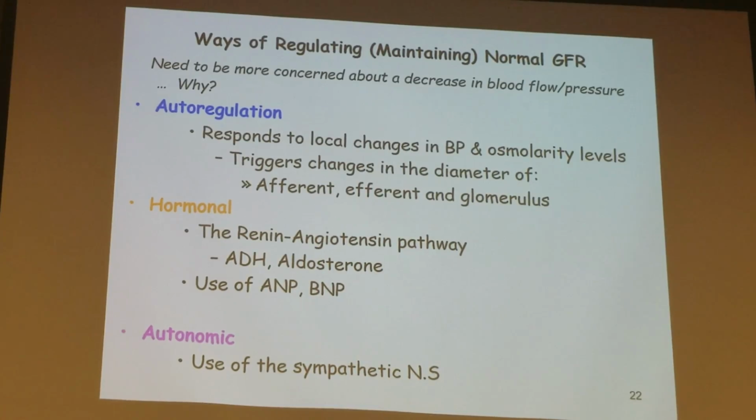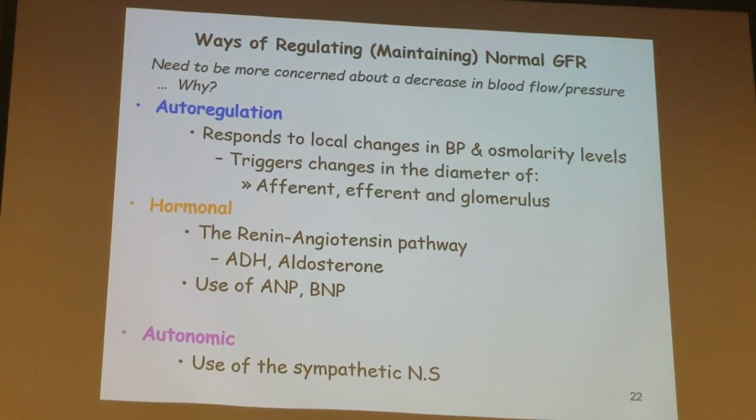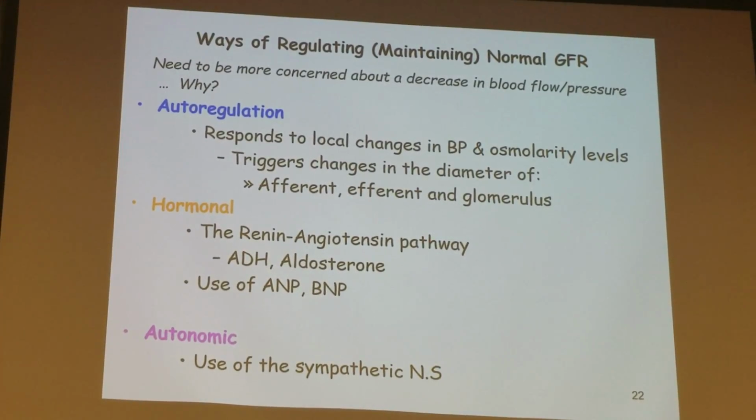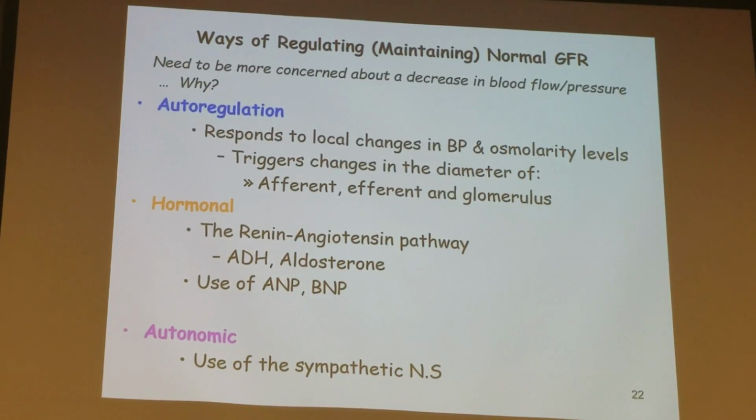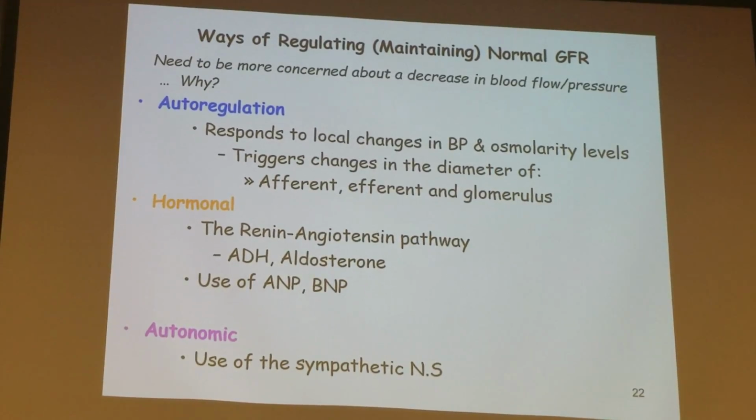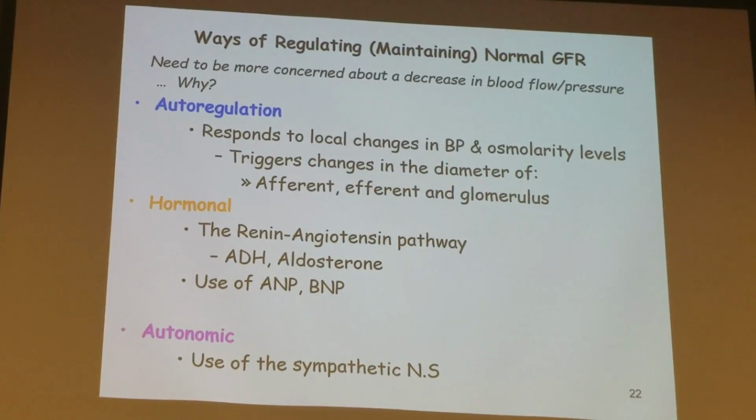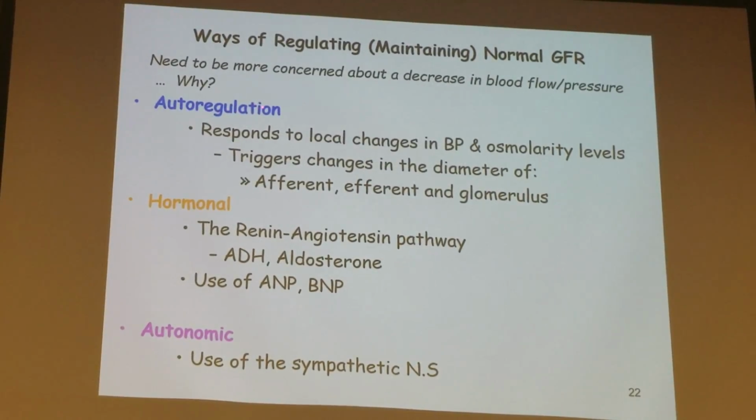There are three major mechanisms your kidneys will use to make sure you keep your GFR at 125 mils a minute. I can do either autoregulation, a hormonal response, or the autonomic nervous system. Those are my three choices. The first one is autoregulation.